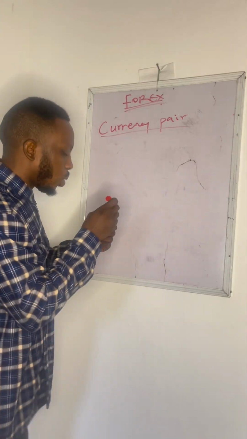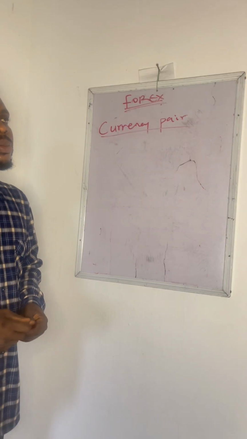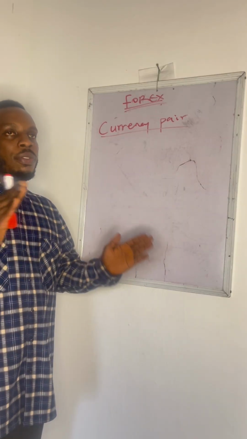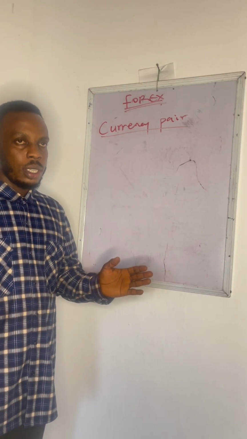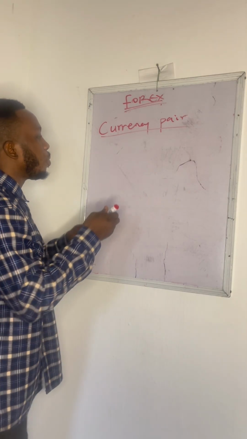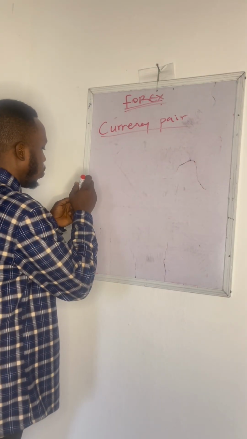So, we're talking about currency pair. What is currency pair? Currency pair is the act of bringing two different country currencies together to form a particular market.